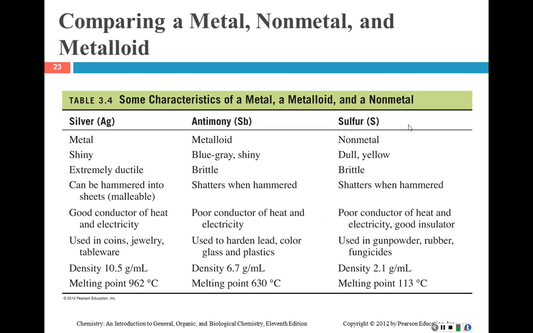So this is just a table of some characteristics of a metal, a metalloid, and a nonmetal: silver, antimony, and sulfur, just so you can see how they compare to each other. Notice the higher melting point in the metal, a midpoint typically in the metalloids, and of course the lowest in the sulfur. Ductile versus brittle: a metal can be shaped into different shapes, that's called malleability. These others are too brittle; they will shatter. So there are pretty big differences between the metal and nonmetal groups, and the metalloids are kind of a middle range.